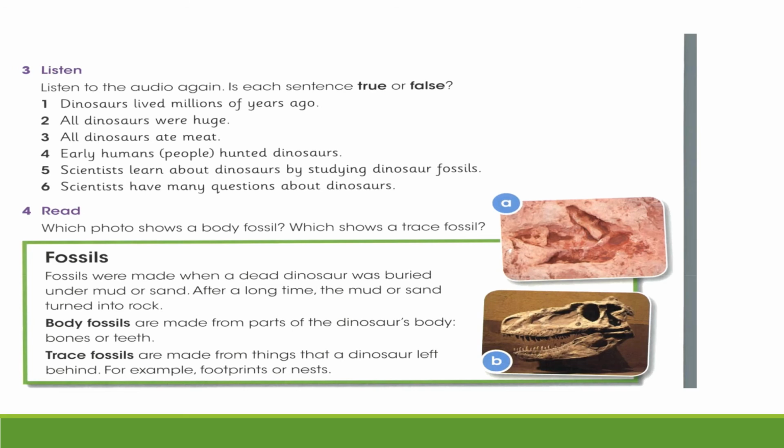Now here, just write which one is a body fossil. Yeah? If A is body fossil, write body fossil on A. If B is the body fossil, write body fossil on B. Okay? And if A is the trace fossil, write trace fossil on A. But if you think B is the trace fossil, write trace fossil on B. I hope you understand that. Okay?